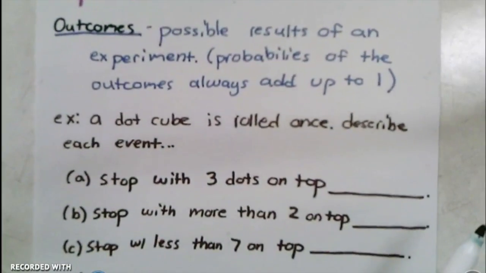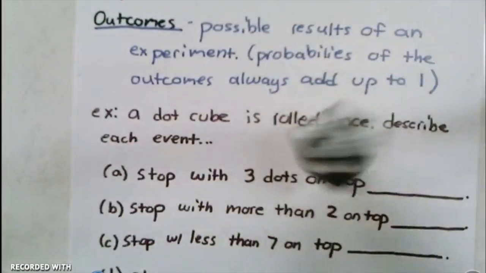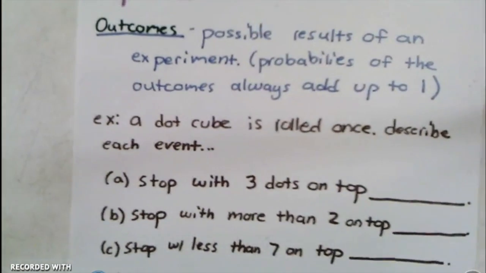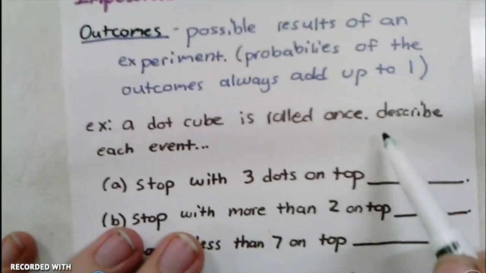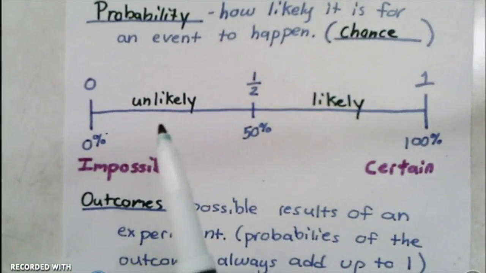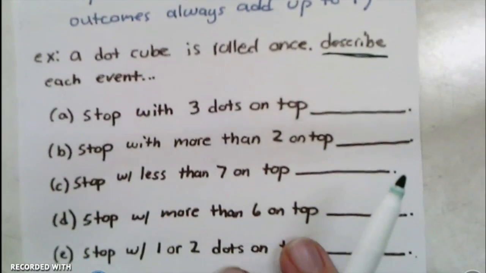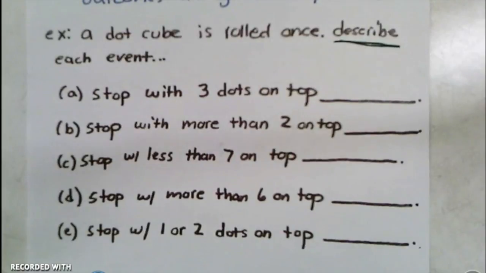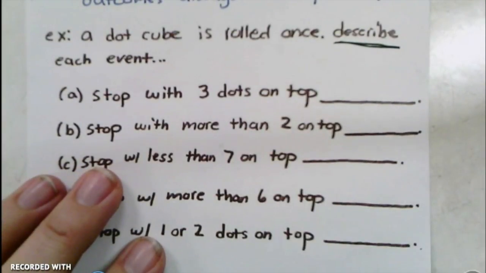Here's our first example. A dot cube, that's like this. Cube you play for games, right? A dot cube is rolled once. Describe each event. When you see this word describe, it wants you to use these terms: impossible, unlikely, likely, or certain. So with the number cube, what is the probability that it will stop with 3 dots on top?